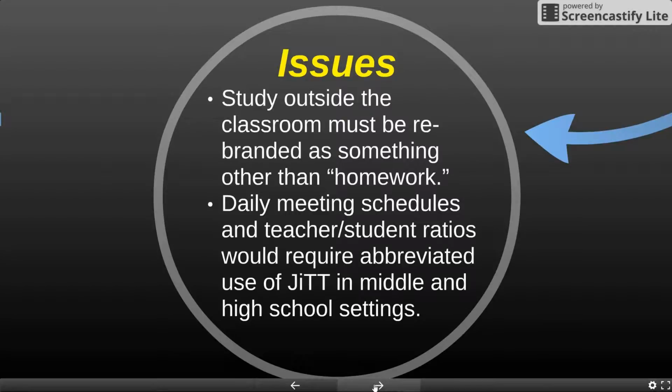The daily meeting schedule of K-12 schools would make just-in-time assignments difficult for teachers to use every day. There aren't enough hours in any day for a classroom teacher to read 30 to 100 responses and react to them effectively. The use of just-in-time would have to be limited to a reasonable schedule. So, study outside the classroom would have to be rebranded as something other than homework, and daily meeting schedules and teacher-student ratios would require abbreviated use of just-in-time in middle and high school settings.